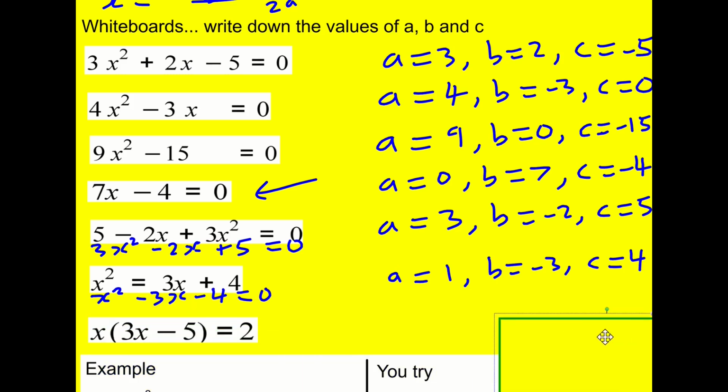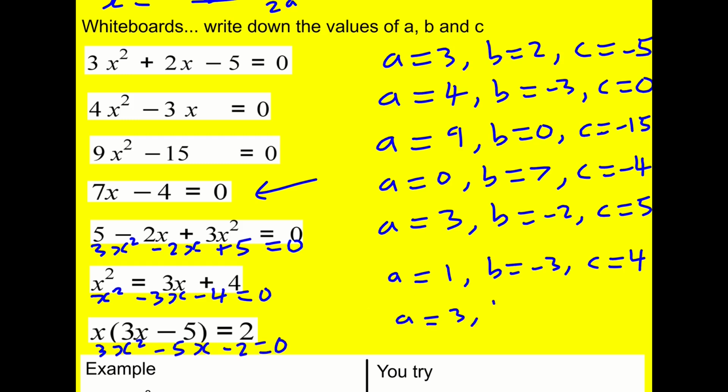And one more. Again, we'll need to sort this out. So I'm going to get 3x squared minus 5x equals 2. I'm going to minus a 2, and then it falls out. A equals 3, b equals minus 5, and c equals minus 2.